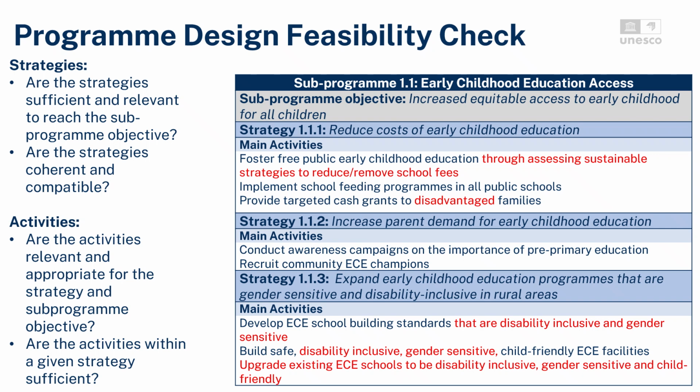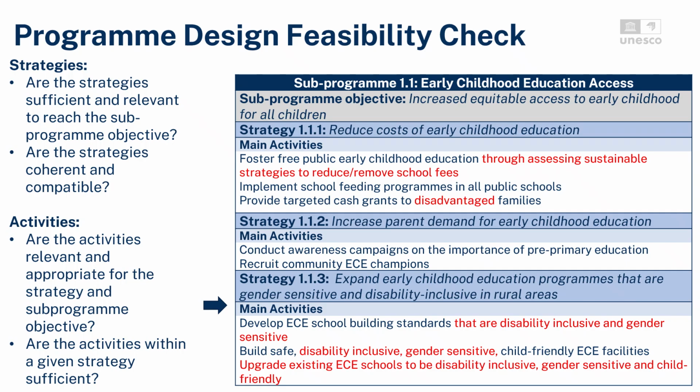Are all of the activities within a given strategy sufficient and relevant? Are there any refinements you can make to your activities or additional activities that can be added to better respond to the related strategy and subprogram objective? Here we can adjust some of the activities in strategy 1.1.3 to address the inclusion of girls and students with disabilities. We can specify that the ECE school building standards will be disability inclusive and gender sensitive. Accordingly, we will build safe, disability inclusive, gender sensitive, child friendly ECE facilities. We can also add an additional activity to upgrade existing schools to ensure they meet the new national requirements.